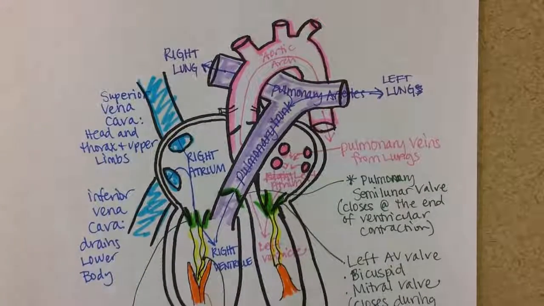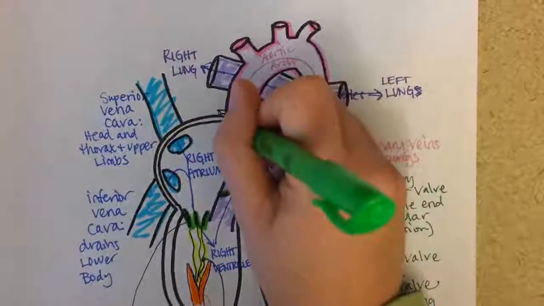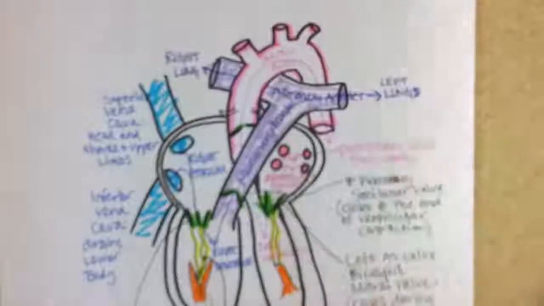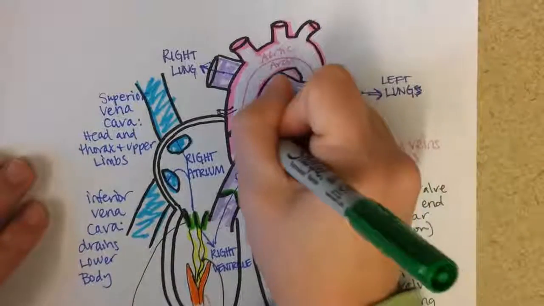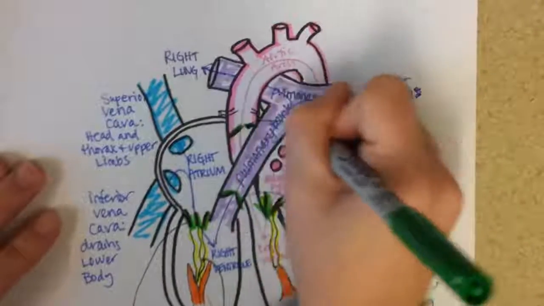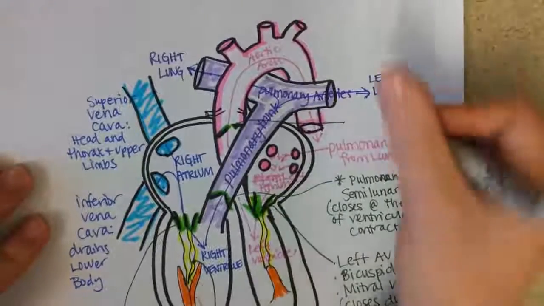So in order for it to be pumped into the aorta, it has to go through one last valve. And this is also a semilunar valve, but this one is the aortic semilunar valve.